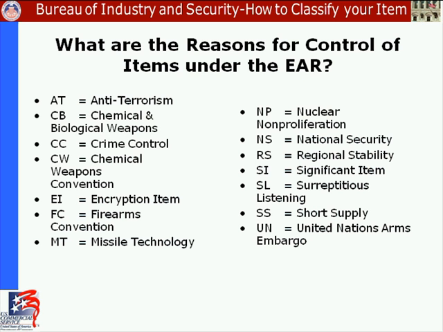Crime control items are related to the items used by our policemen, such as taser, gun. You know, you shoot it out and it will pass the electrical shock to the criminal and will paralyze the criminal for a very, very short time, maybe 50 seconds. And taser is controlled under 0A985. Okay, chemical, biological, convention. Very few items under this CB.